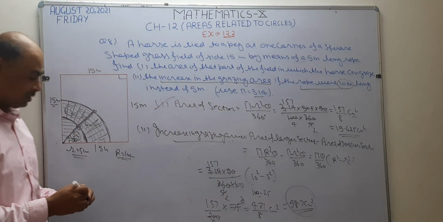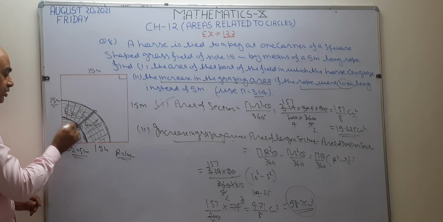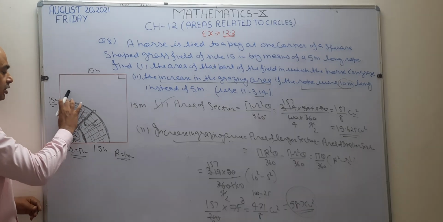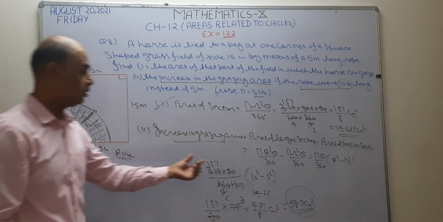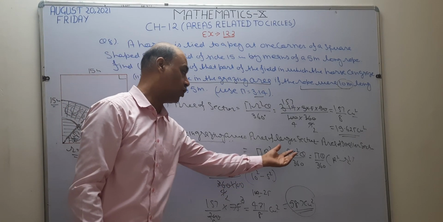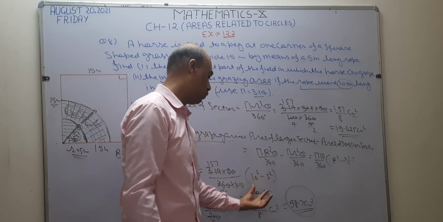Okay, how do we find this? Area of larger sector minus area of smaller sector. So in this way we find the area of this increased portion. Okay, this is a simple method. Take common. When you take common, then it is going to be easy for you.